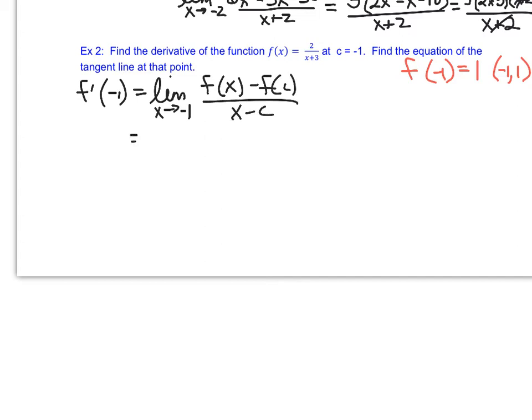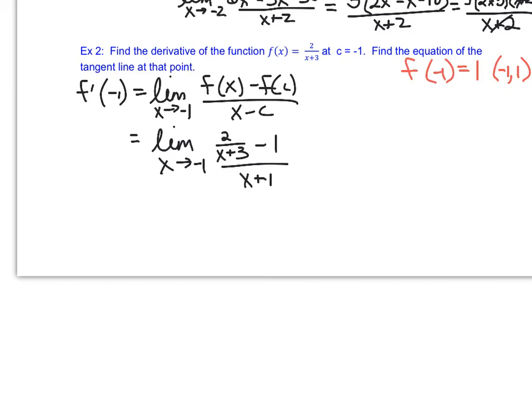So for this example, we're going to say the limit as x approaches negative 1 of my function 2 over x plus 3 minus the function value at negative 1, which we calculated it to be 1, all over x minus negative 1, which gives us an x plus 1. Now, as has been the case in the past, when I substitute negative 1 into this function, I see that I do get the indeterminate form.